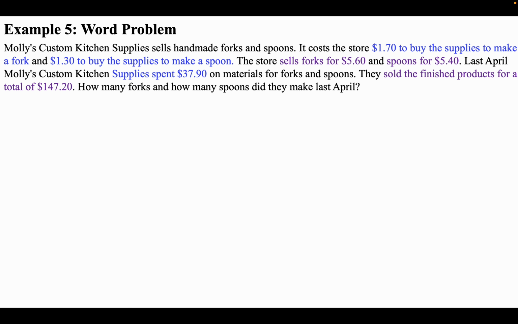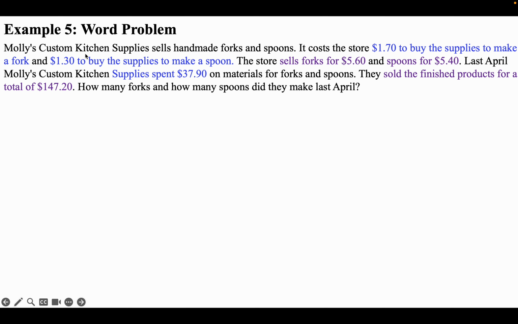Molly's Custom Kitchen Supplies sells handmade forks and spoons. It costs the store $1.70 to buy the supplies to make a fork and $1.30 to buy the supplies to make a spoon. The store sells forks for $5.60 and spoons for $5.40.